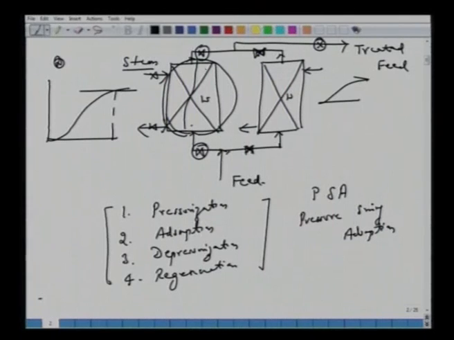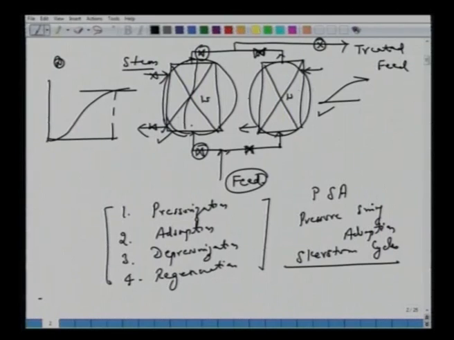Essentially, one bed is in operation while the other bed is getting regenerated. When this bed is in operation, this bed is getting regenerated. And the cycle is traditionally known as the Skarstrom cycle. For this course, this is good enough, this type of introduction for your knowledge. We should know how the process is continuously operated, because we said that adsorption is limited by the capacity. So at one time this bed will get saturated, and one has to stop it and regenerate it.